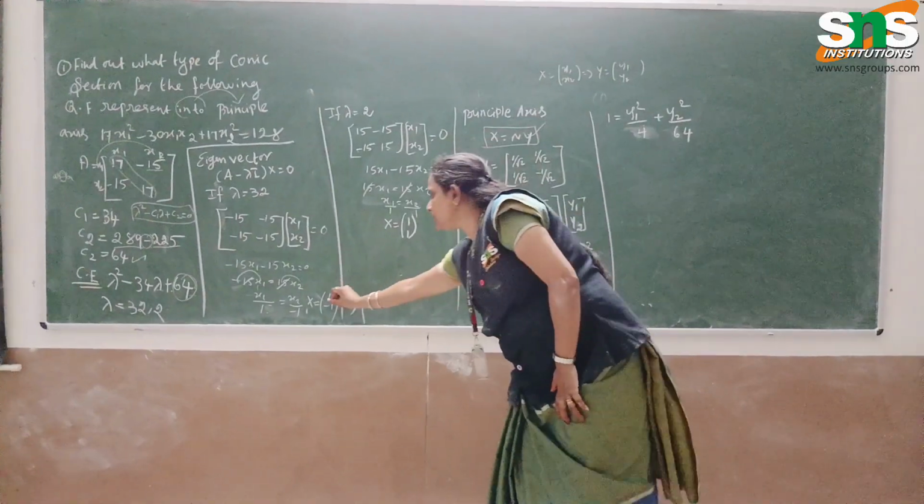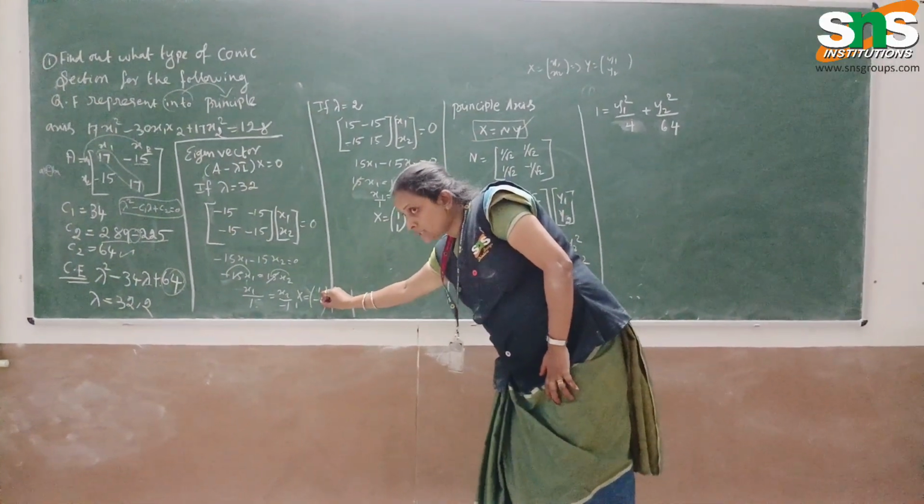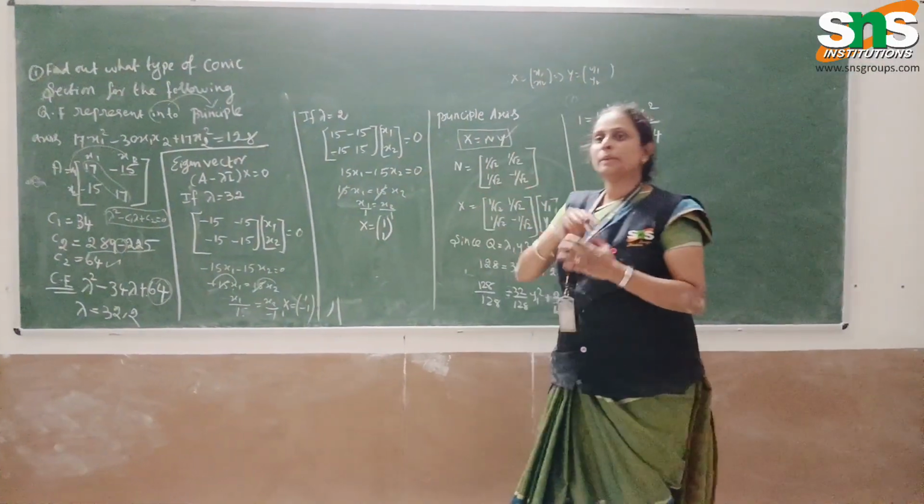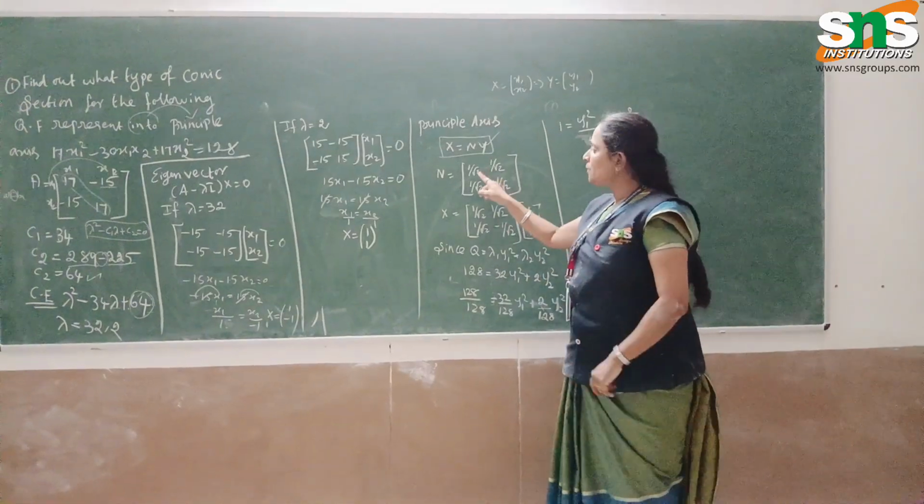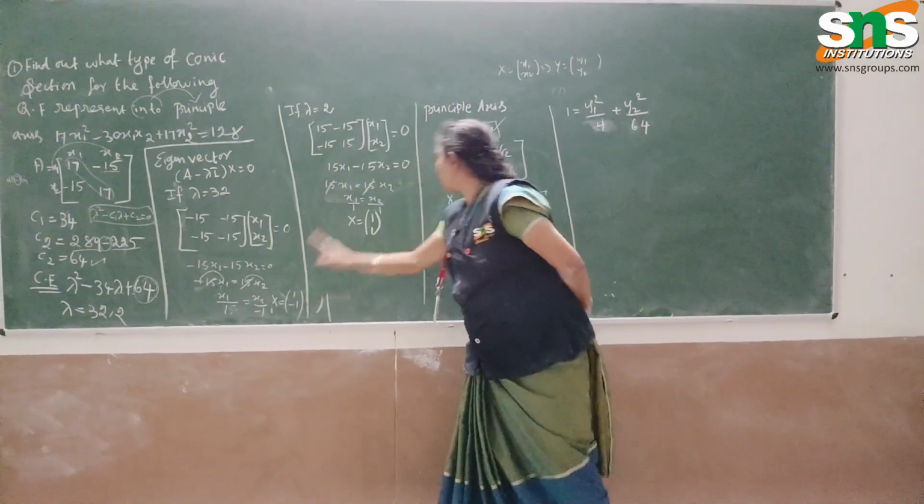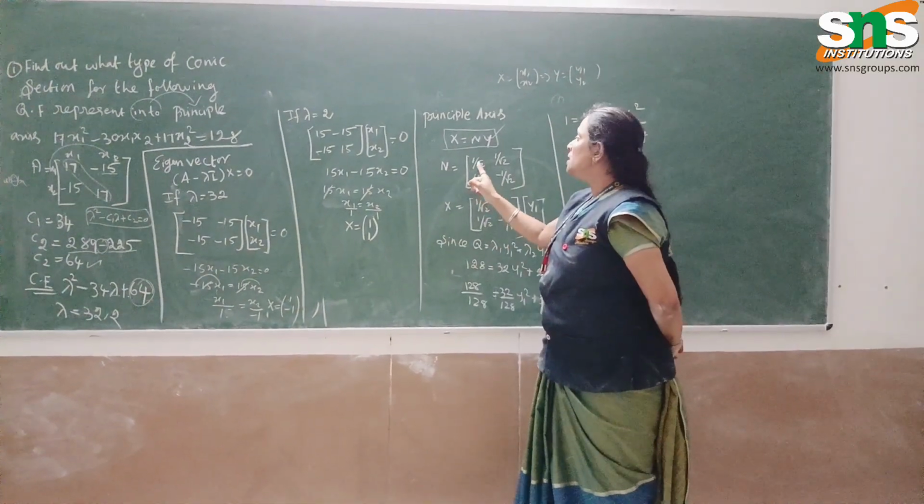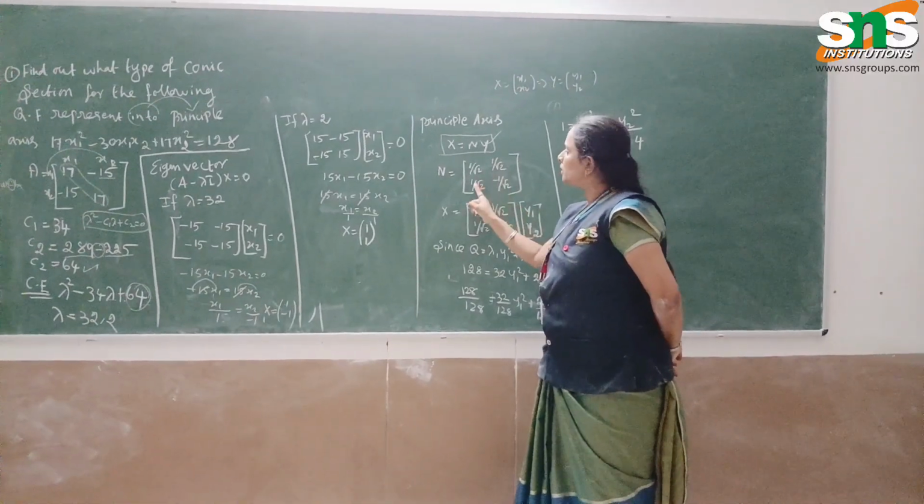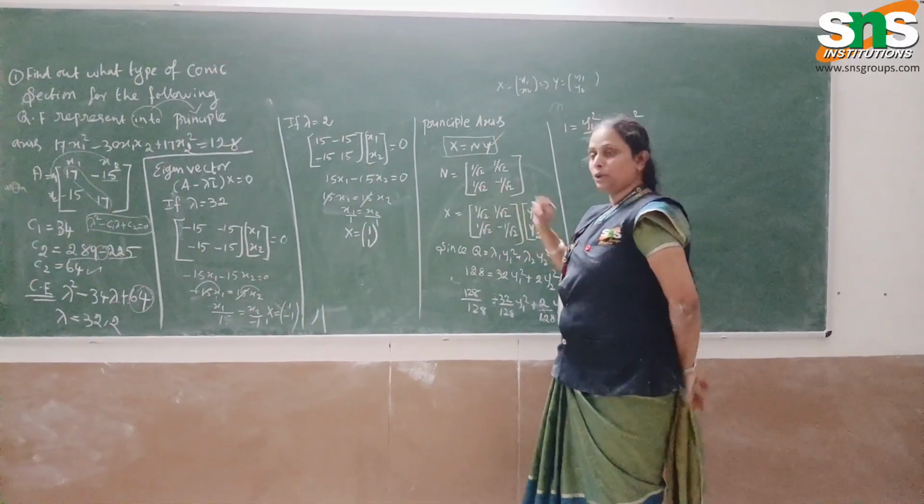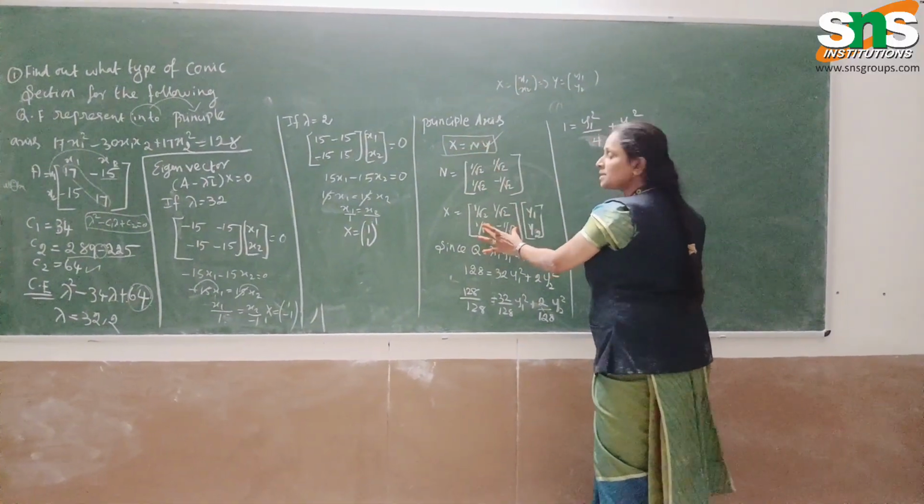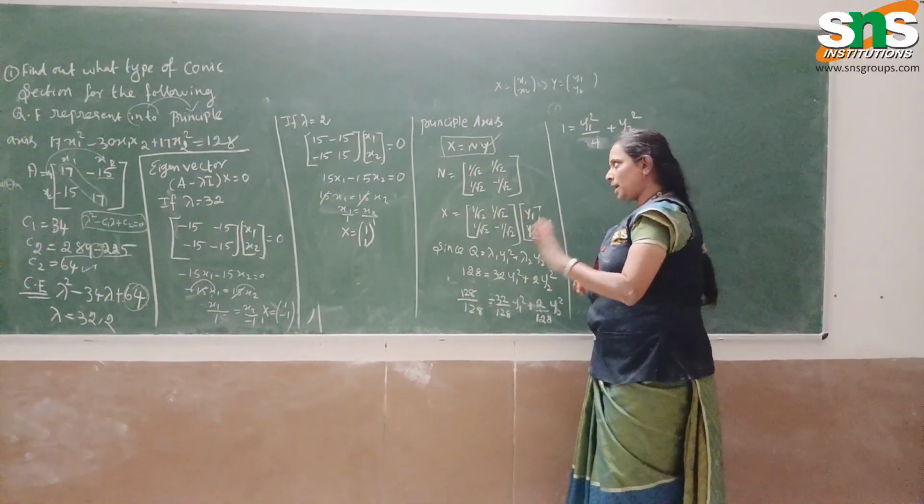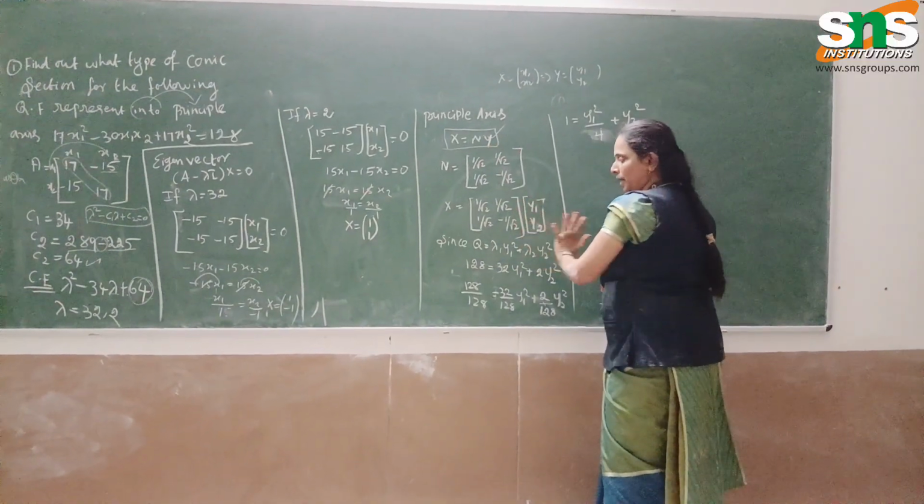For the normalized eigenvector, the magnitude is the root of 1 square plus 1 square, which is root 2. So we put 1 by root 2, 1 by root 2 in one column, and 1 by root 2, minus 1 by root 2 in the other. So this is our N matrix, the normalized modal matrix, and y is y1, y2.